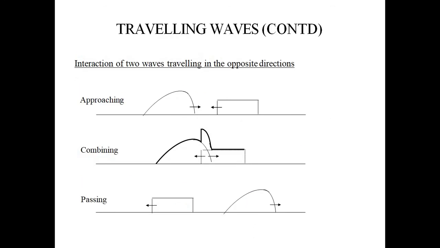Traveling wave concepts. Interaction of the two traveling waves in opposite directions: first the approaching, then the combining of the resistive and reactive components in the wave signal, and then the passing. So the forward and reverse traveling, backward waves, in the equations for the derivatives in the wave equations.